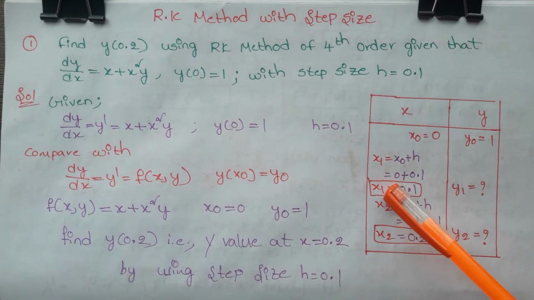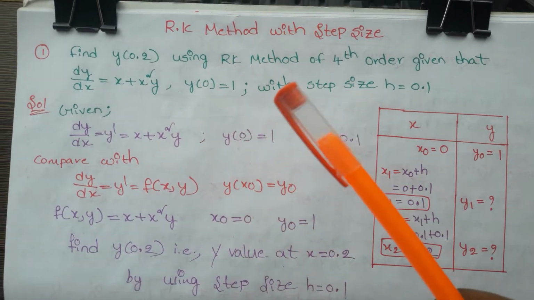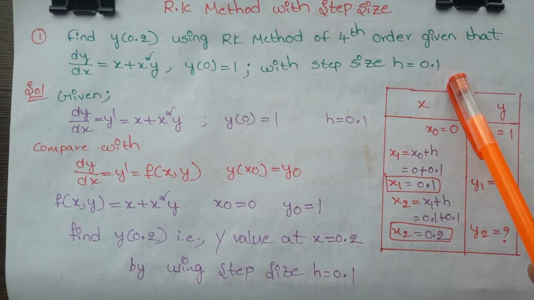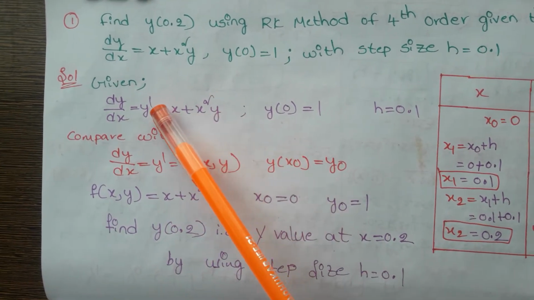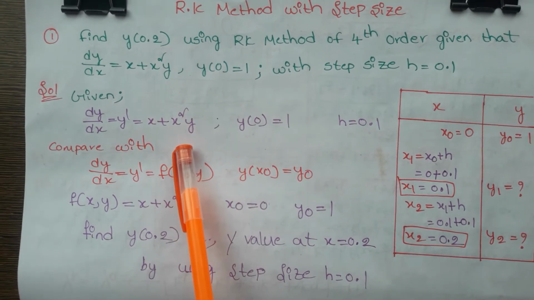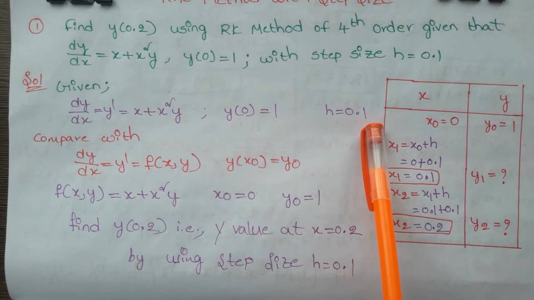In the previous video I did one problem using the RK method, but there we didn't have any step size. Here I mentioned a step size. So given dy by dx is equal to y dash is equal to x plus x square y, and y of 0 is equal to 1, h is equal to 0.1.